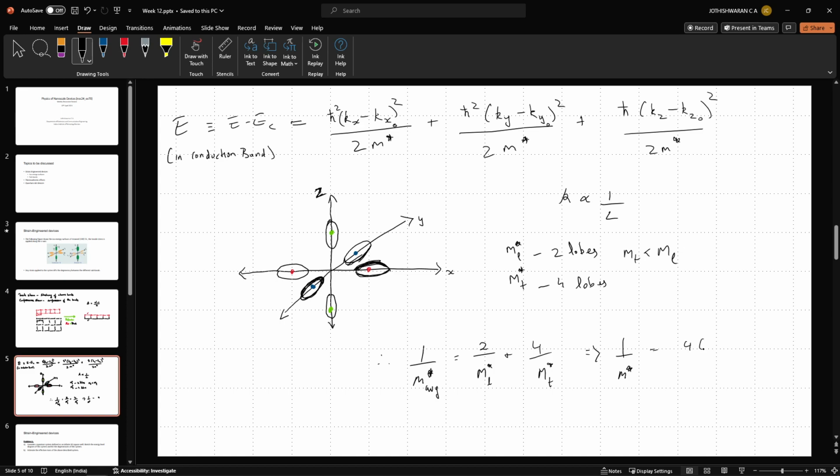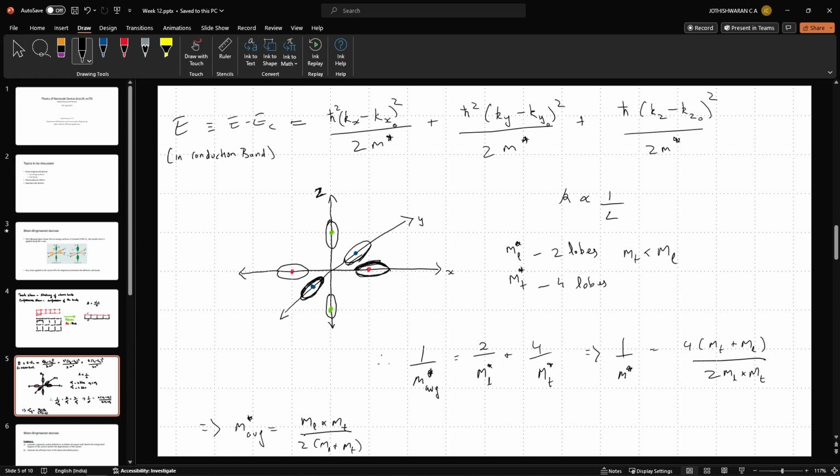4 into mt plus ml divided by twice ml into mt, which implies m star average is equal to 2 into ml into mt divided by, essentially the 4 and 2 factor will cancel out, so what we will have is ml into mt divided by 2 into ml plus mt.